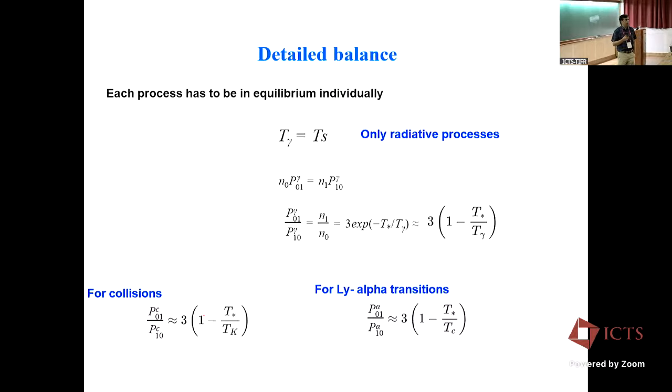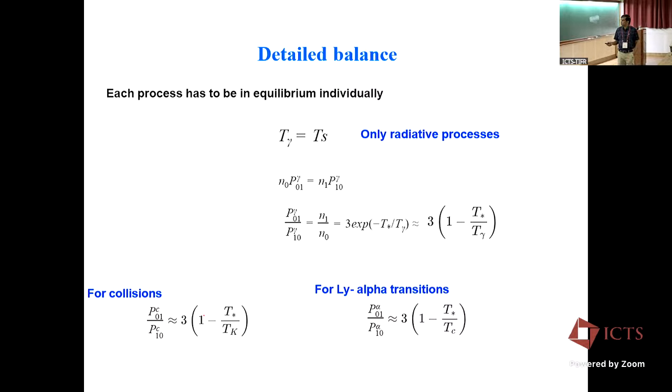But again, Lyman alpha photon is continuously absorbed and emitted by hydrogen atoms. So eventually, this Lyman alpha photon will also be in equilibrium with the kinetic temperature. So this color temperature is essentially the same as kinetic temperature, right?